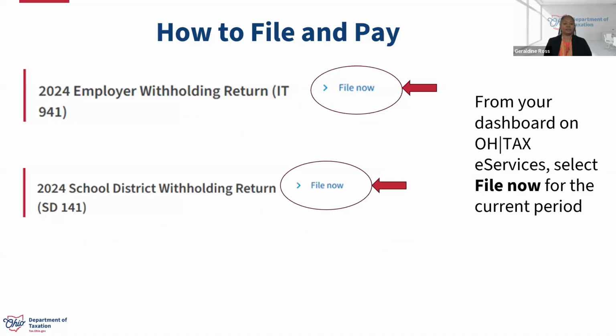This shows you the annual forms that need to be filed. You just click on File Now, and the year should be navigated on the next screen, and you can file the return for the end of the year for regular withholding and for school district if you're required to file for school district.